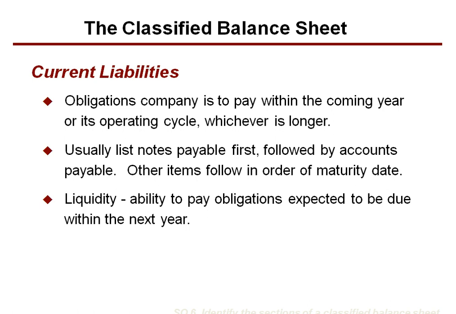So we've looked at the asset side of things. Let's look at current liabilities. Those are obligations that a company has to pay within a year or operating cycle, whichever is longer. Another way to say that would be obligations that must be paid out of current assets. Your author likes to list notes first and then followed by accounts payable, and then list other things in the order of their maturity date. This section is usually listed in the order of its maturity date.